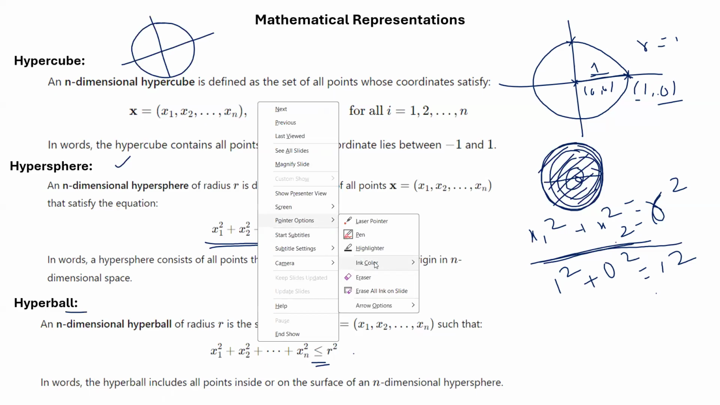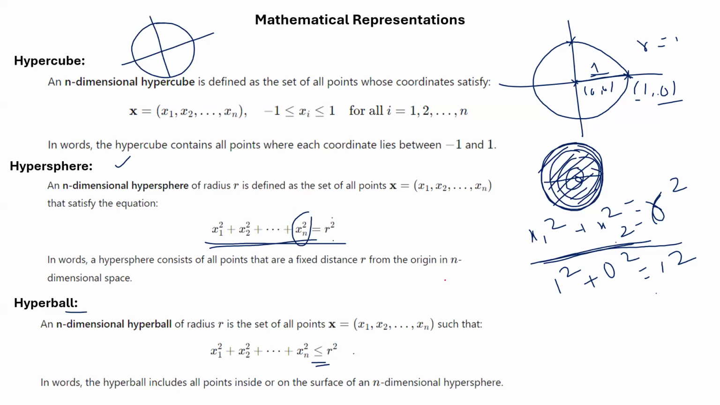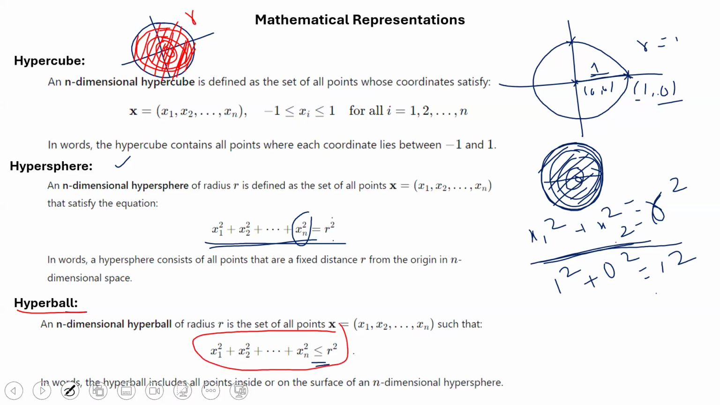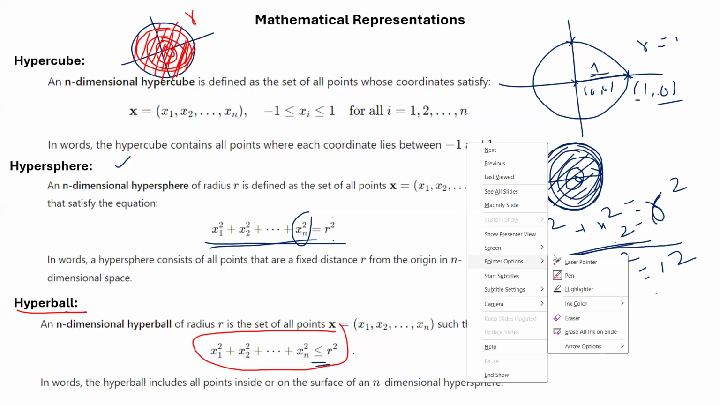When we are talking about circles with less than or equal to r square, this is the circle at r square, and this is less than r square. All the points inscribed are less than r. We are also including all of this in our space. Then it becomes a hyperball. So that is the mathematical representation of the hypercube, hypersphere, and hyperball. Understood? Is this clear for everyone? The mathematical representation of the three diagrams that we have discussed.